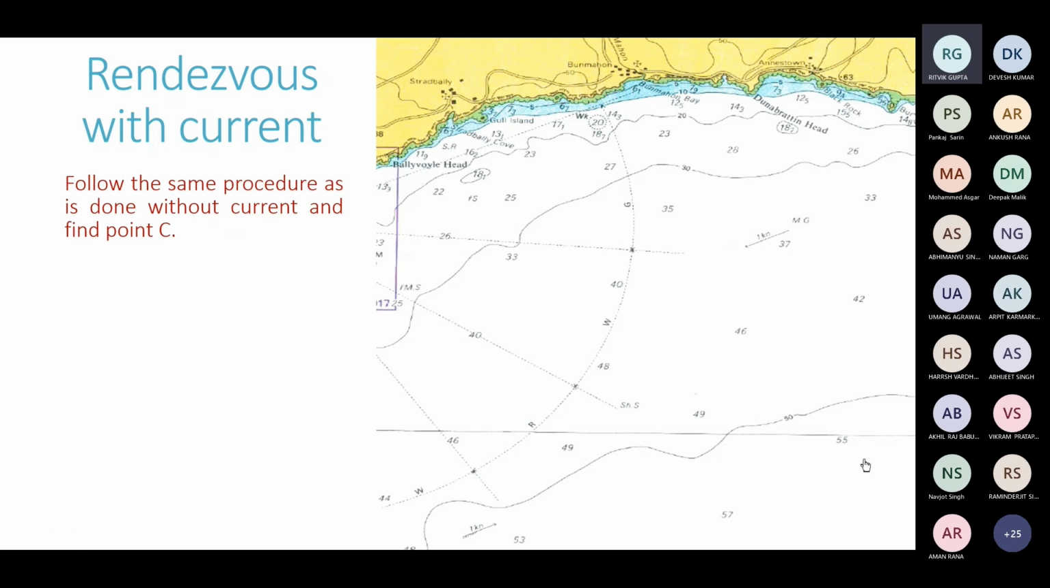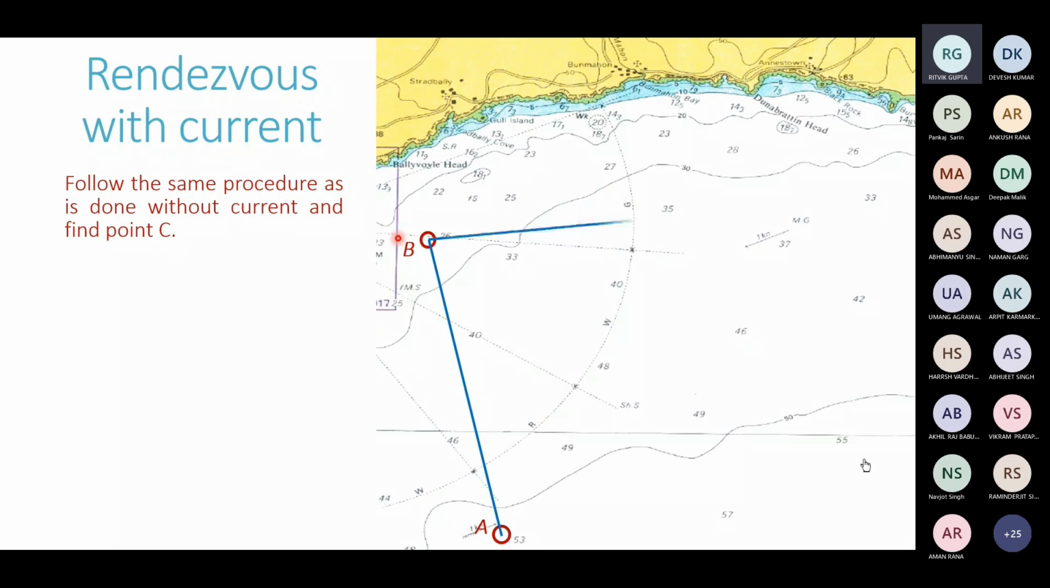Now initially you have to follow exactly the same procedure which was done without current, which we have seen earlier, and we have to find out the point C. So let's quickly follow that procedure once again on the chart. We first plot the own ship position on the chart, represented by point A. We plot the target ship position on the chart, name it as point B. Now we draw a line joining both the positions.